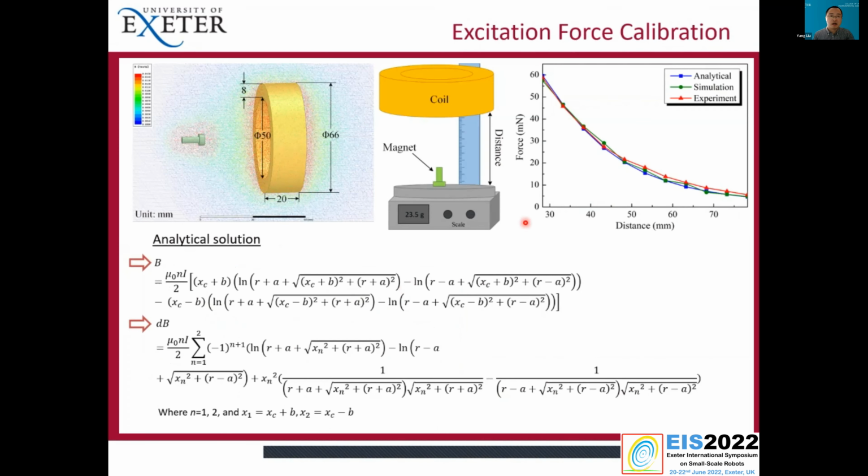Of course, we have done the calibration of the electromagnetic force generated by the coil, and what we found is that the analytical model, simulation, and experiment fit very well. As you can see, when the distance between the coil and the magnets gets further, the force gets smaller and smaller. We are operating our capsule in this region, so the distance around this region could give us good performance.